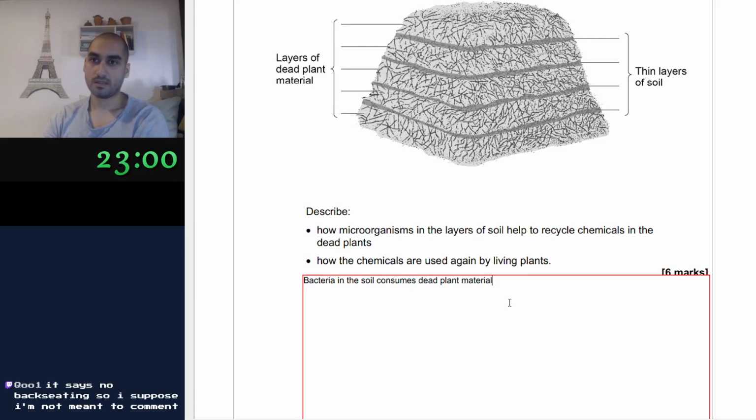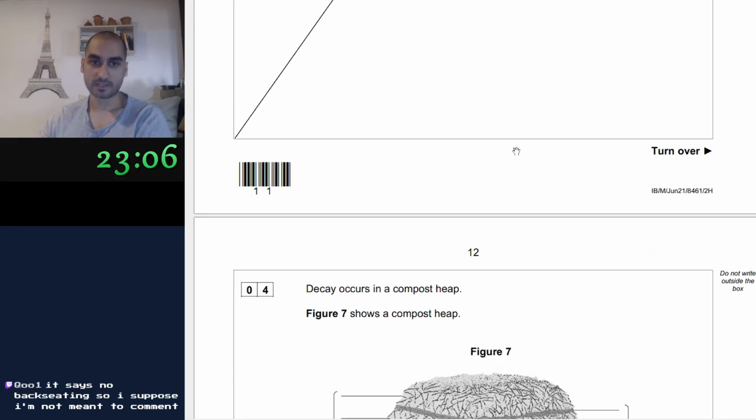Is that the... It says no backseating, so I suppose I'm not meant to go... Yeah, it's just supposed to be my answers to this.